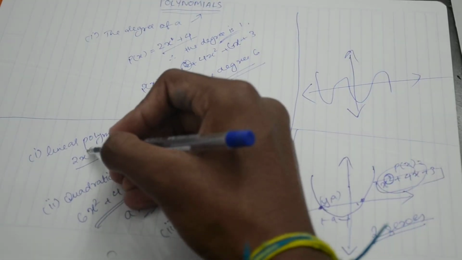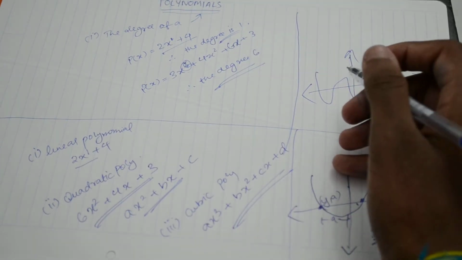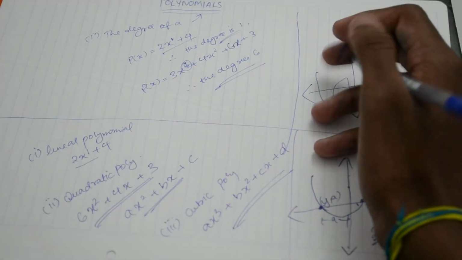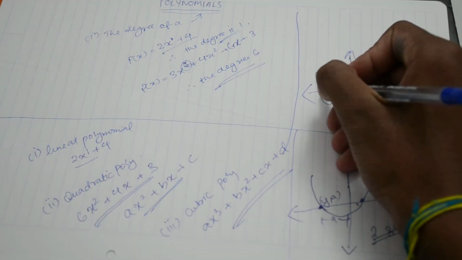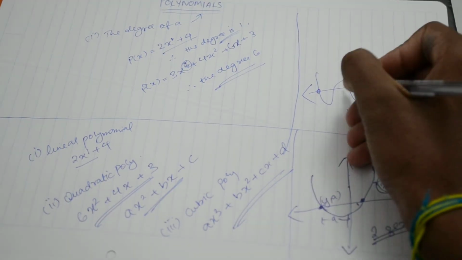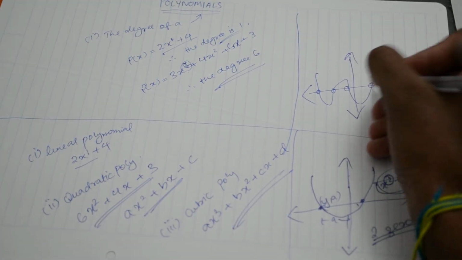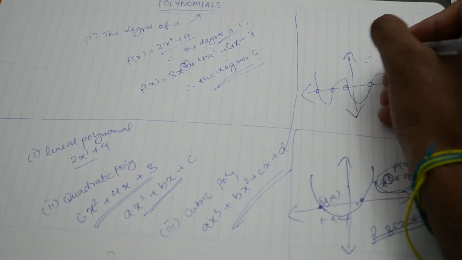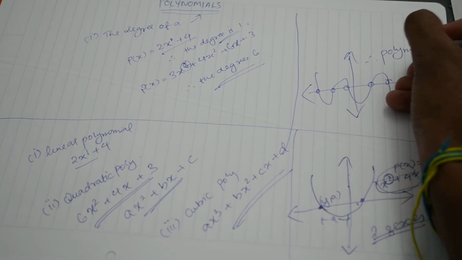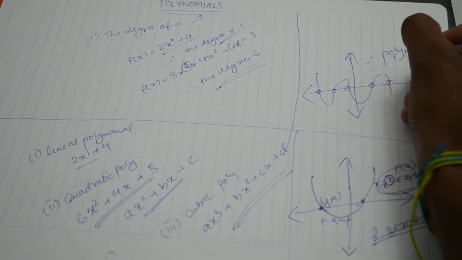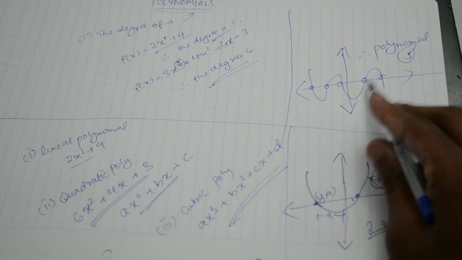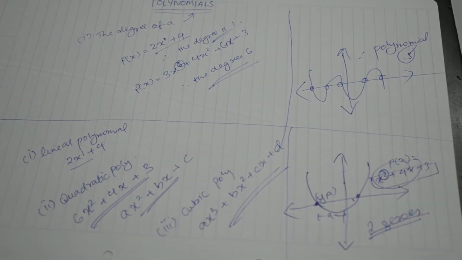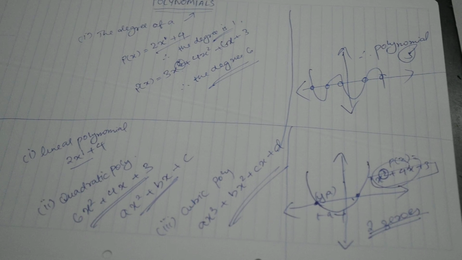This polynomial will have 1 zero. So how many zeros would this graph have? This would be 1, 2, 3, 4, 5. Therefore, this polynomial would have 5 zeros if graphed like this. If it has 5 zeros, it would be of degree 5. That's the concept you require for the first exercise of this chapter.